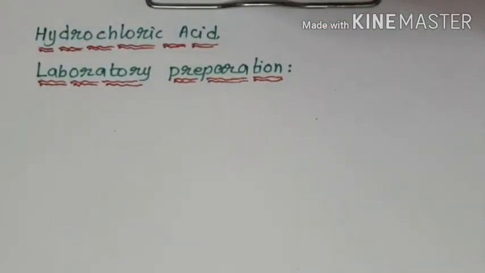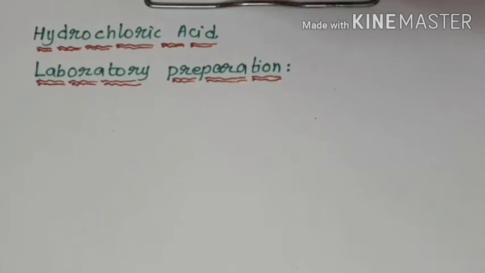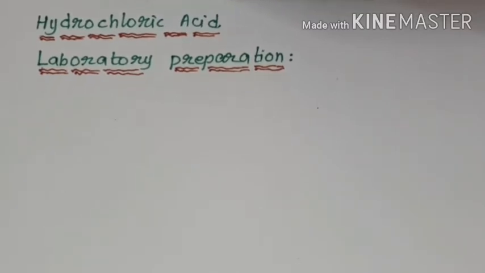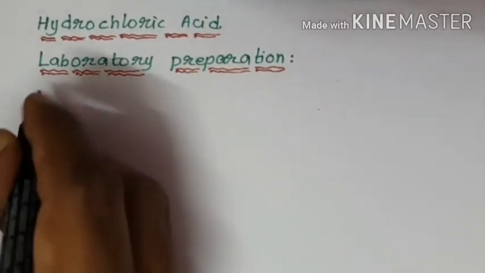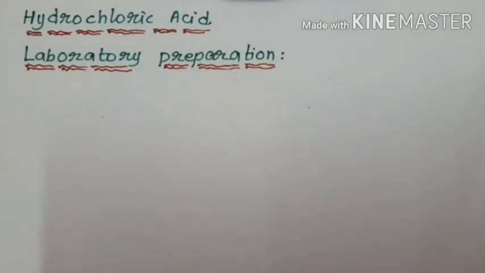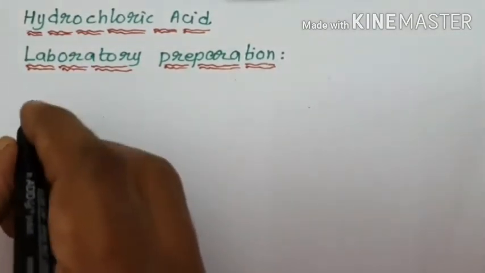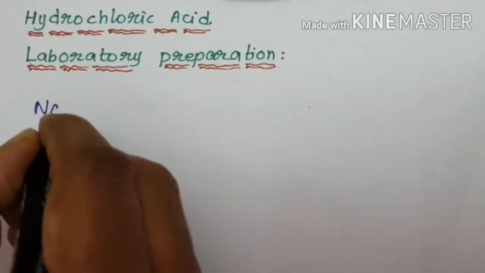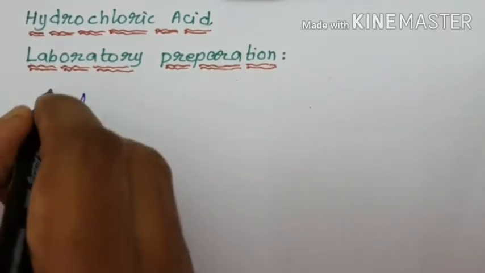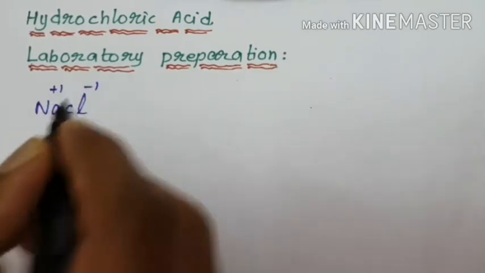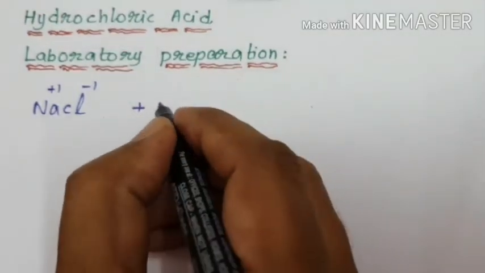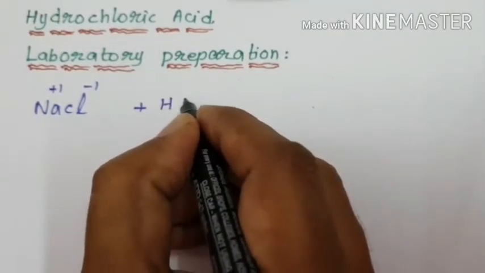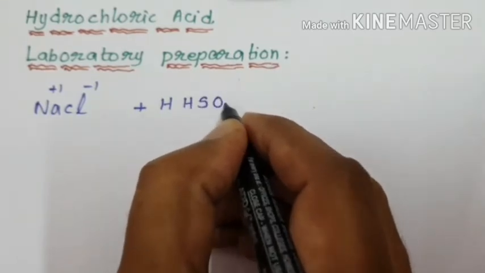Laboratory preparation of hydrochloric acid. Hydrochloric acid is prepared by treating sodium chloride, NaCl, Na monopositive and Cl minus 1, when treated with sulfuric acid, H2SO4.